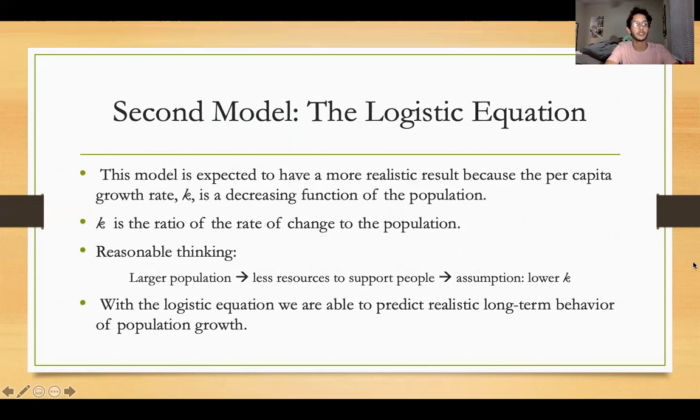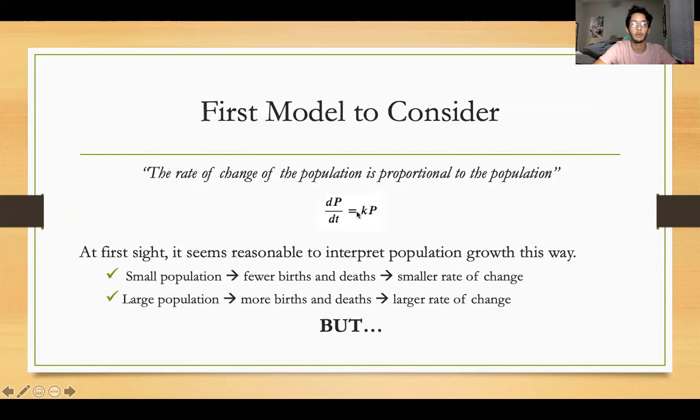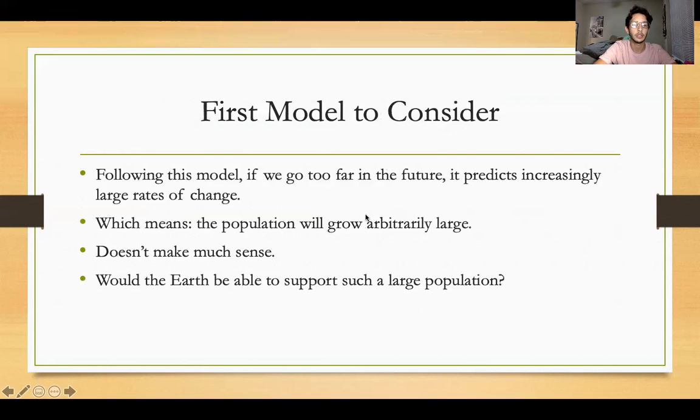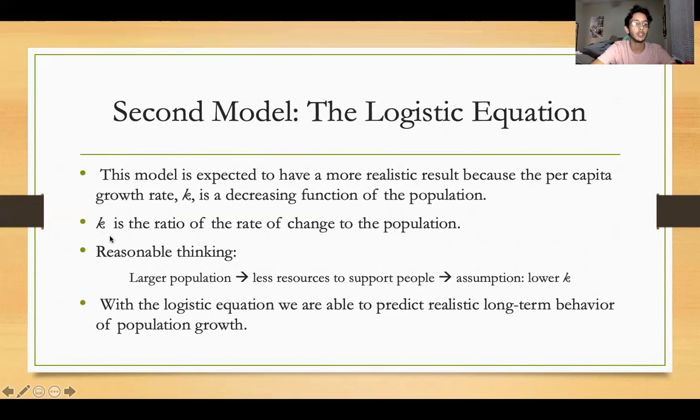So that takes us to our new model, the second model, the logistic equation. What makes us expect that this new model will give us a more realistic result? It is all because of this constant right here, the per capita growth rate. In the previous model, we considered it to be constant. What does it represent?